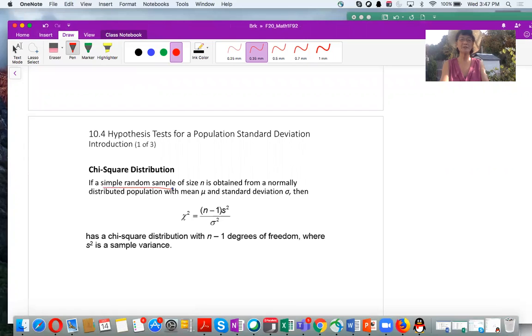Suppose you have a simple random sample, size is n. This simple random sample is obtained from a population having normal distribution with mean mu and the standard deviation sigma. If you use sample size minus 1 times sample variance, remember S is the standard deviation of a sample, S squared is the sample variance, over population variance sigma squared, this distribution we call chi-square distribution. It is with n-1 degree of freedom. S squared is the sample variance. Sigma squared is the population variance.